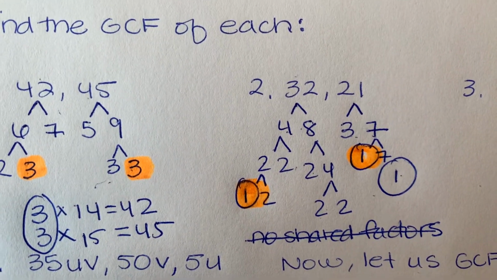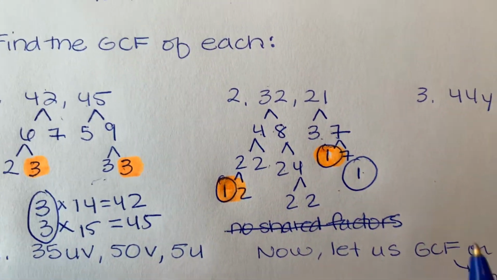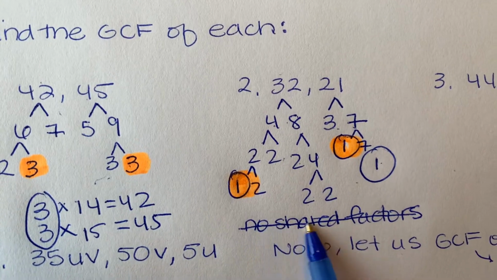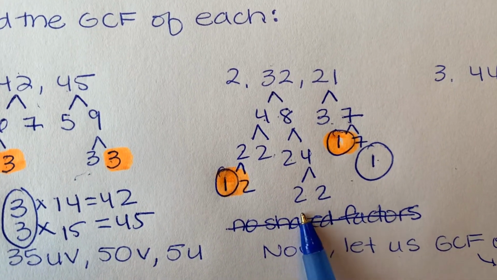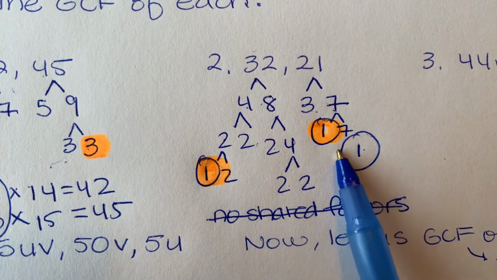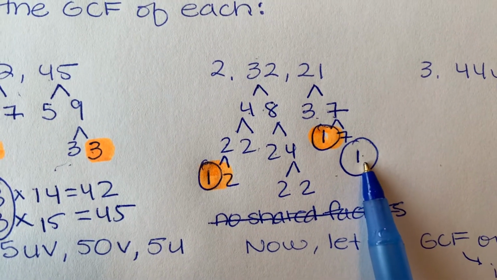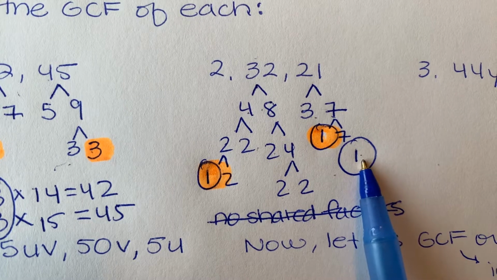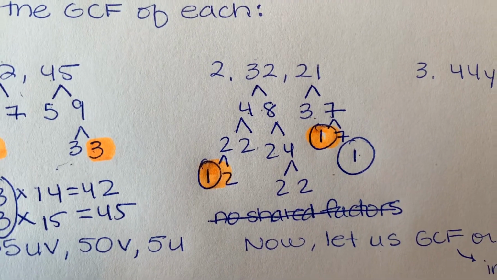So I know sometimes you might want to say there are no shared factors. No, don't write that. You'll get it marked wrong. It's the value 1. Okay? It's not 0 because anything times 0 is 0, so don't go with 0.